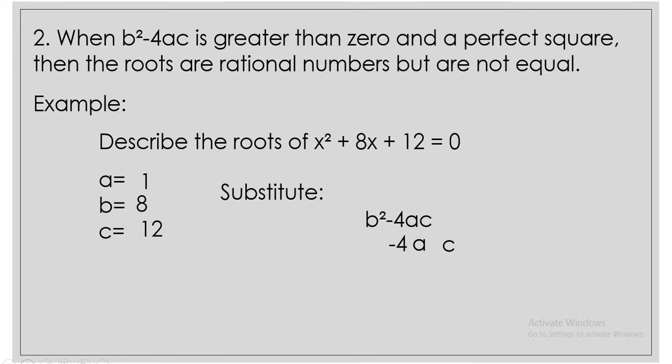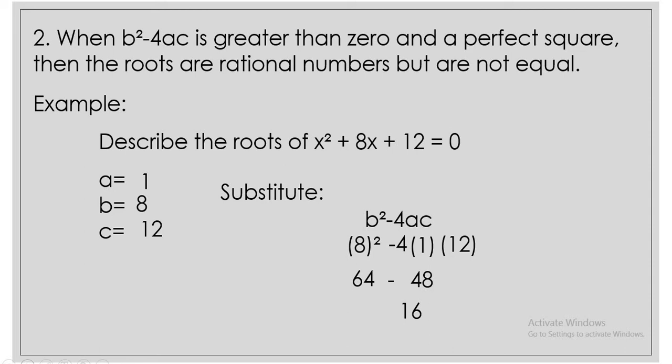So the value of b is 8. The value of a is 1. The value of c is 12. So let us now simplify it. 8 squared is 64. Then 4 times 1 times 12 is 48. 64 minus 48 is 16.